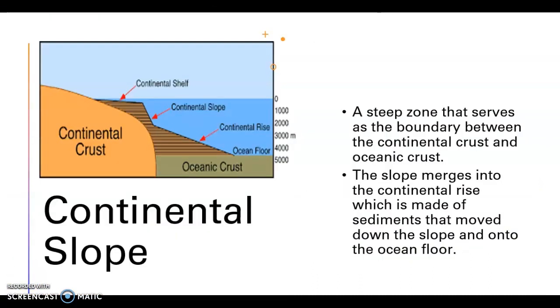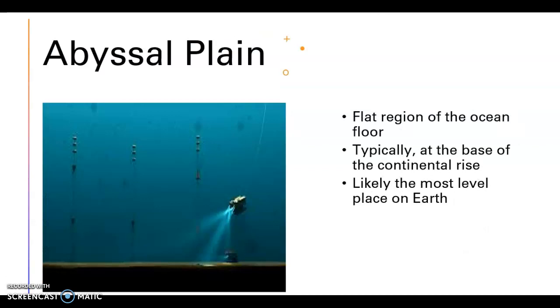Next, we have the continental slope. It is a steep zone that serves as the boundary between the continental crust and oceanic crust. The slope merges into the continental rise, which is made of sediments that move down the slope and onto the ocean floor. The abyssal plain is the flat region of the ocean floor, typically at the base of the continental rise, and it's likely the most level place on Earth.